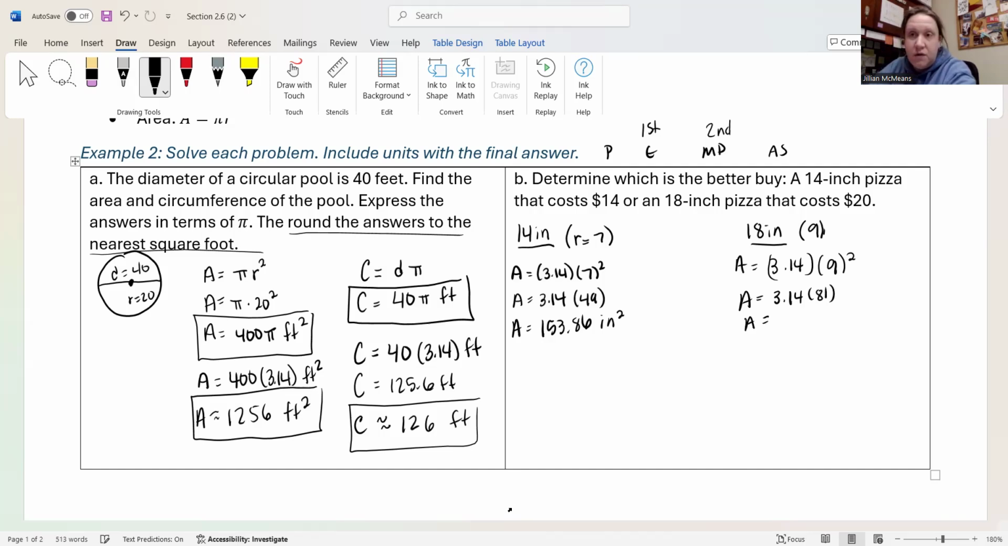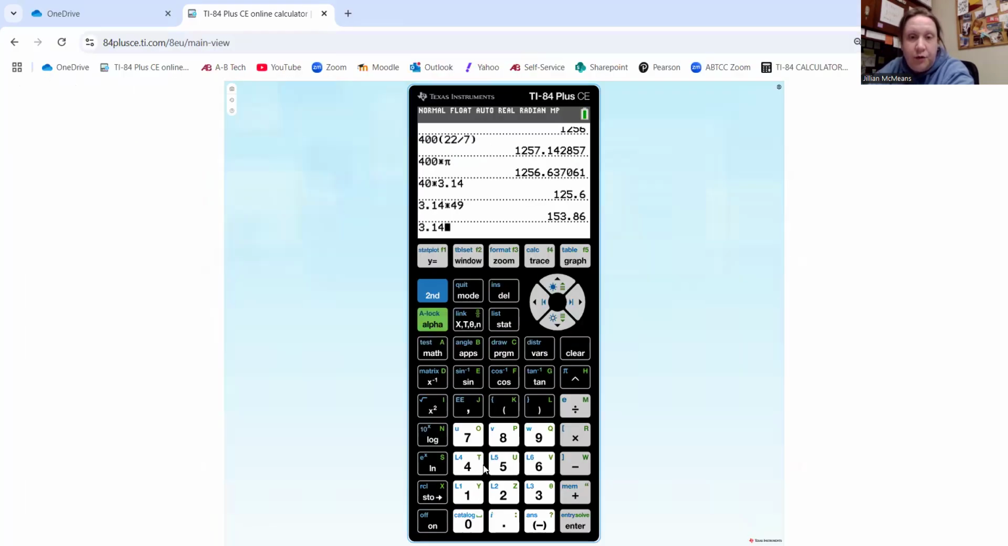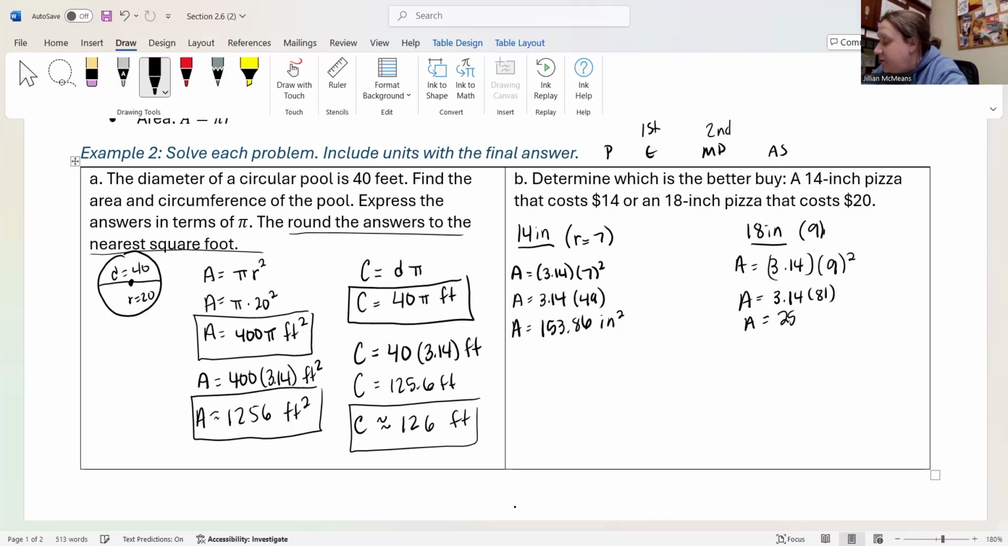We're going to mosey on over to the calculator. And we get 3.14 times 81. We get 254.34. Whoops, I shared the wrong screen. I was patiently waiting. There we go. So we get 254.34 inches squared. Now we have to do the part where we talk money.